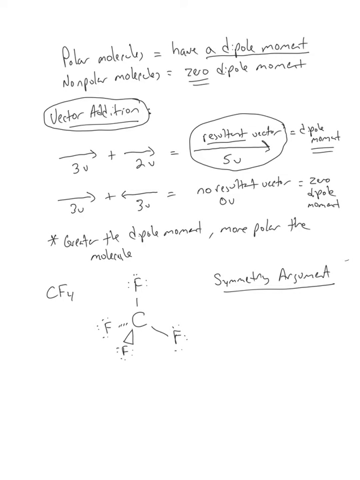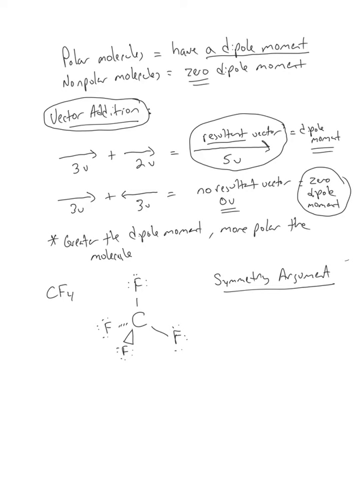In the second scenario, we have two vectors, but they're in opposite directions. 3 units to the right, 3 units to the left. When we add them together, they, in essence, kill each other. They cancel each other out, and we're left with no resultant vector, 0 units. That is an example of a symmetric molecule in which the dipoles cancel each other out, and the molecule is said to have a 0 dipole moment. Therefore, it will be a nonpolar molecule.